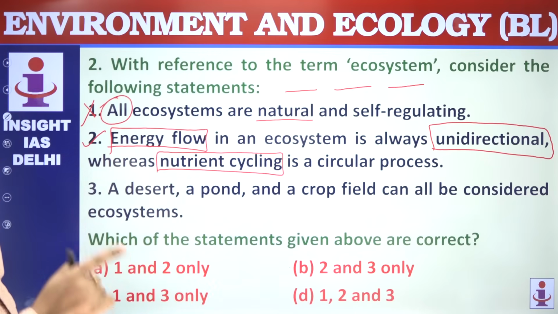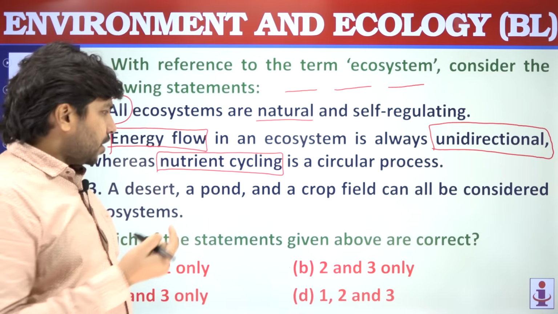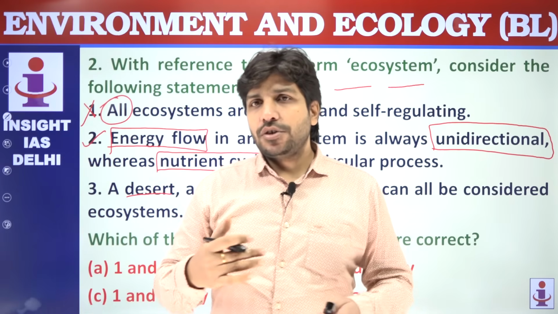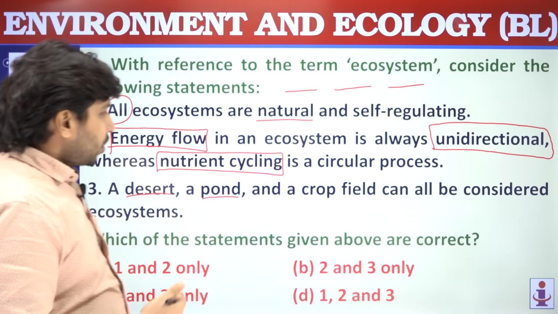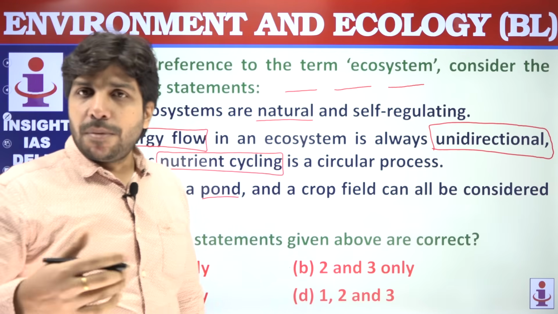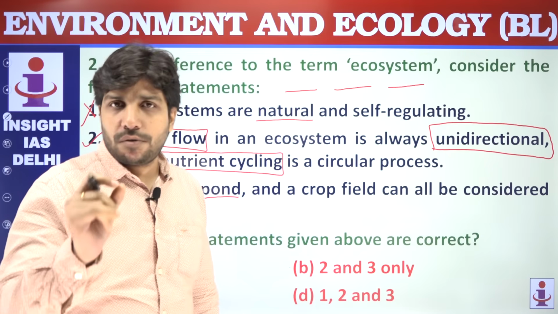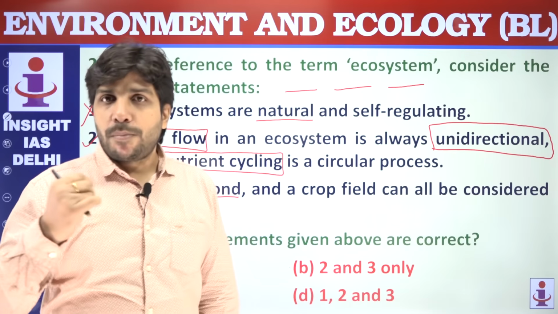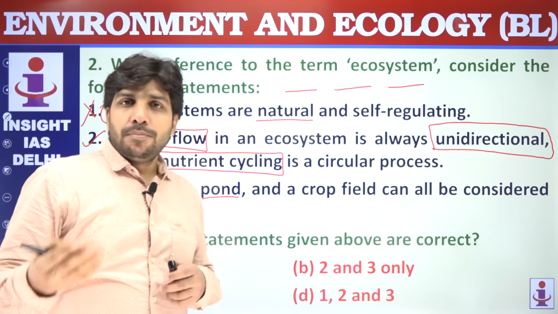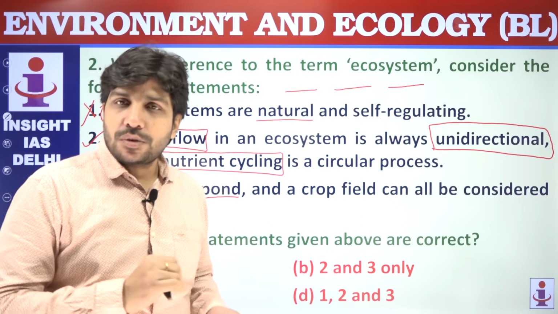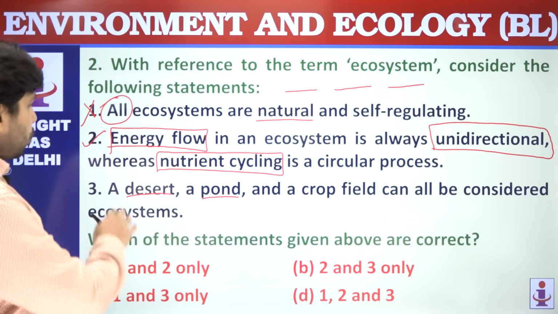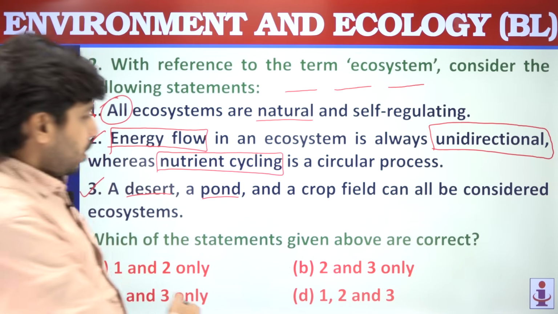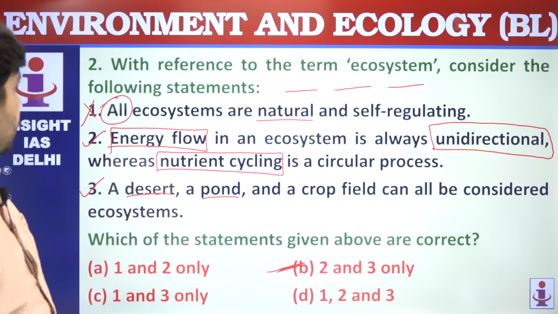A desert, a pond and a crop field can all be considered ecosystem. Yes, why not? What is ecosystem? Ecosystem is a scenario, a place where different kinds of species are interacting with each other. So in a pond there are interactions among different species. For example, in a pond there will be a small fish, there will be bigger fish, there will be different kinds of insects, there will be reptiles as well, there will be small plants, and all these will be interacting with each other. Big fish will be eating a small fish, reptiles will be eating small insects. So these interactions will be happening. So desert, pond, crop field, these all are considered ecosystem. So 2 and 3 are correct. Option B will be your correct answer.